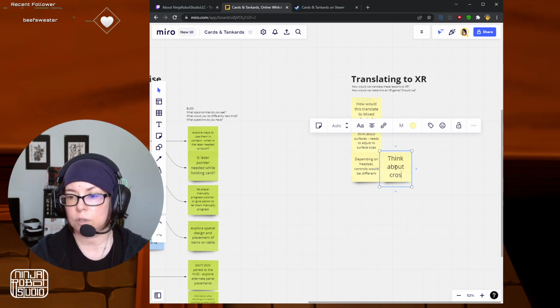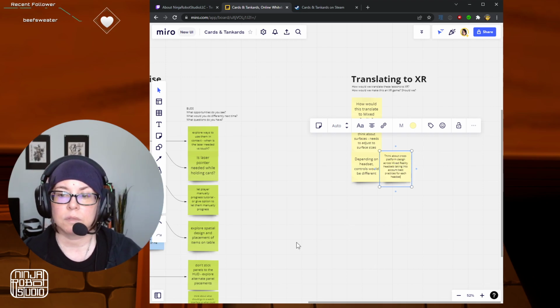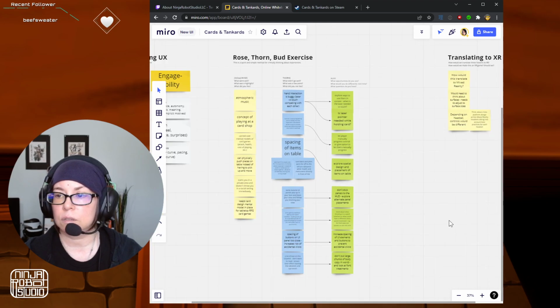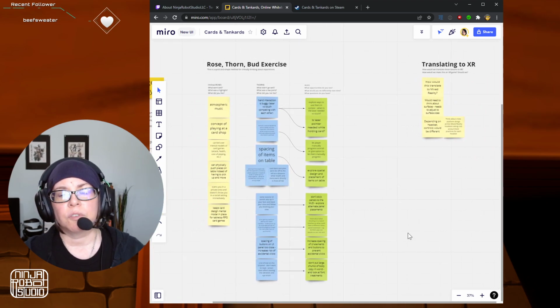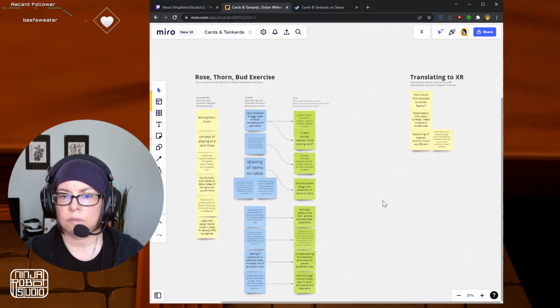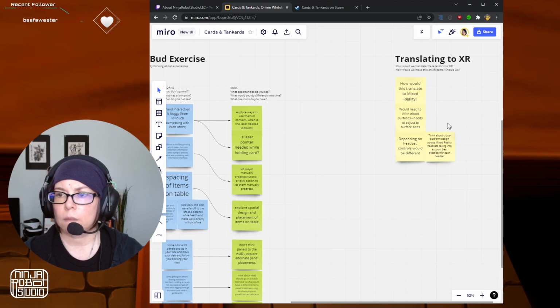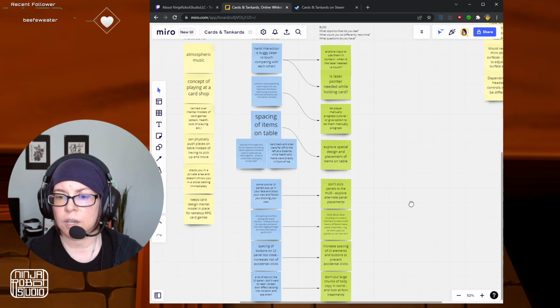Think about cross-platform design across mixed reality headsets, taking into account best practices for each headset. And I do have an article on cross-platform design. Don't remember if I've made a video on it yet. I may have. I don't remember. If not, one's coming.